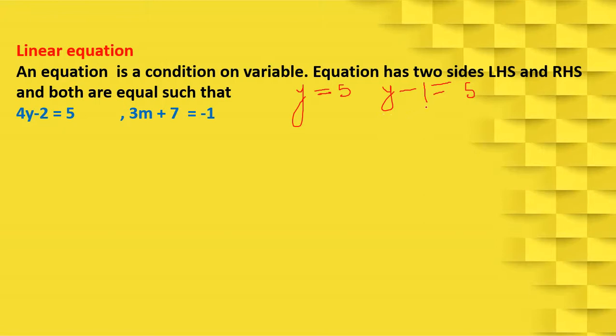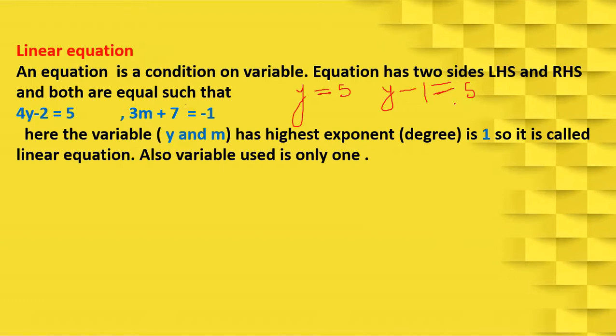Why are we saying equality? Because in the equation we are placing the equal to sign, that means whatever is written before the equal to sign, that is the left hand side, and the quantity present to the right of the equal to sign, that means the right hand side, both are equal.